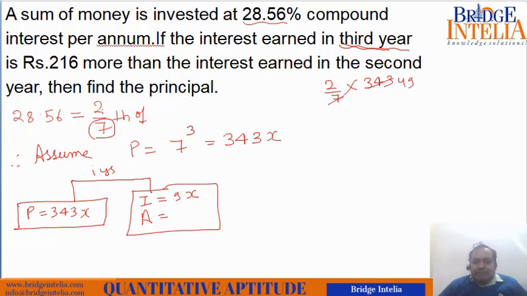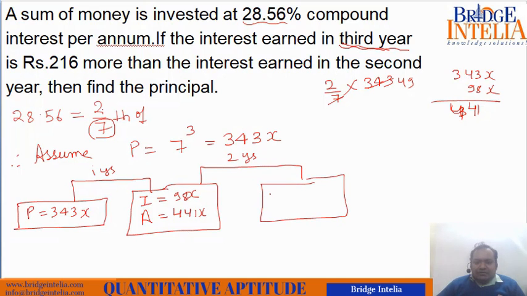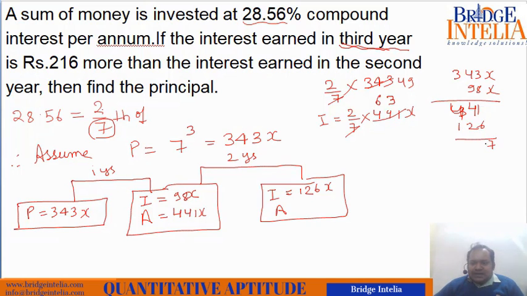So now the total updated amount in the account will be equal to what? 343x plus 98x, so 441x. After 2 years, again it is time to give interest. So this time interest will be equal to 2/7 of 441x. That is equal to 63, so 63 into 2, 126x. So therefore the updated amount will be 441 plus 126, so 567x.